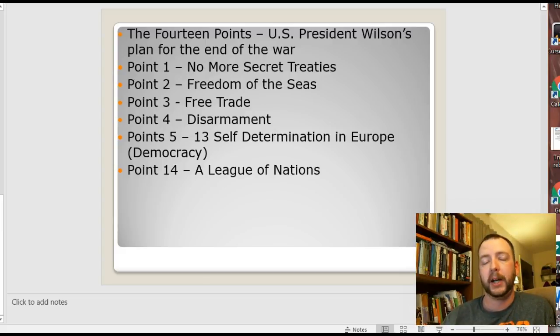Point one combats, remember, the causes of the war. Alliances was a big deal. A lot of them were done through secret treaties. So point one calls for no more secret treaties.